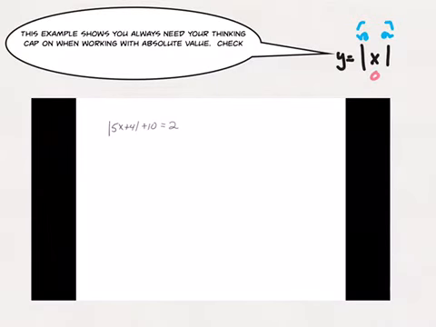This example looks a bit like one we've done before. This is a multi-step case, so as before, you always want to isolate the absolute value part. To do that for this one, we need to subtract the 10 here from both sides using the subtraction property of equality. And we get 2 minus 10, which is negative 8.